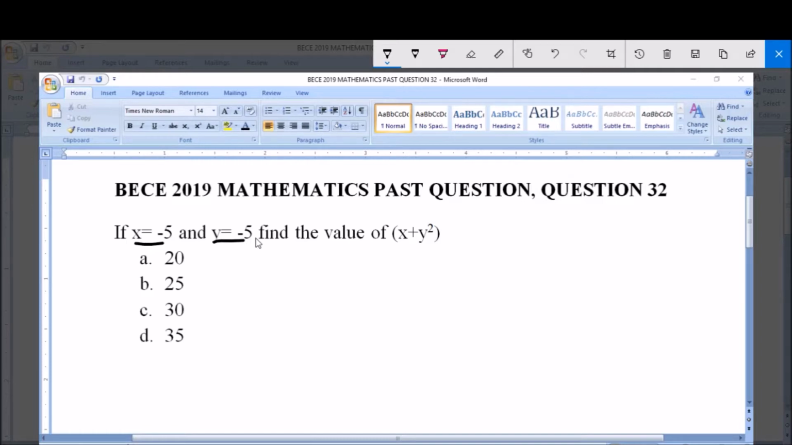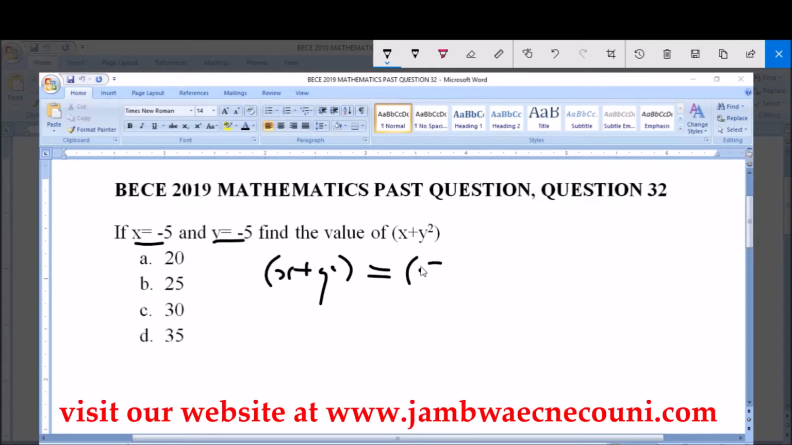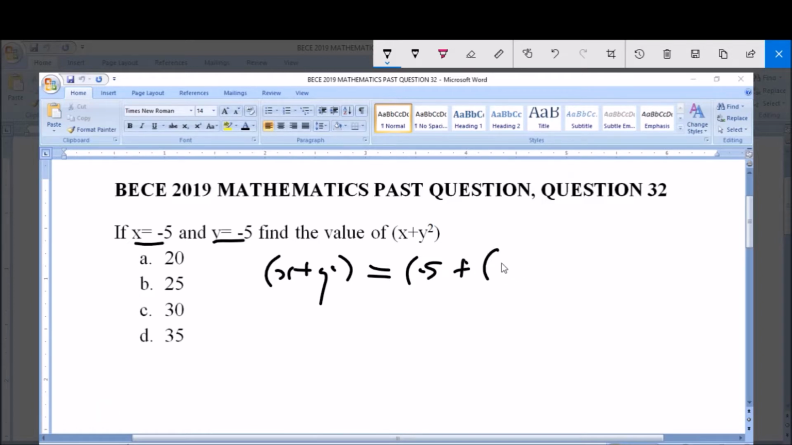That means x and y are negative integers. Now we are asked to find the value of what? The value of x plus y square in brackets. Now take note that this square is for y alone, not for all. So therefore we have that this is equal to open brackets minus 5, because it is given that our x is minus 5, plus open brackets our y is what? Our y is minus 5, square, close the bracket.